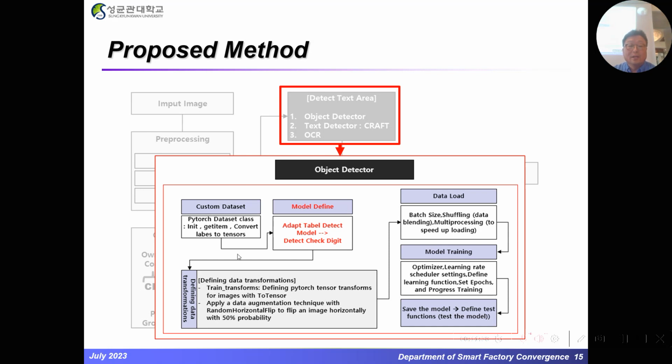Next is data transformation. We define here how to train and transform, and how to apply a data augmentation technique with random horizontal flip, which flips the image horizontally with 50% probability. It also increased accuracy. Then we load the data, train the model using the data, save the model, and define the test function. That explains in detail the detection of text areas.